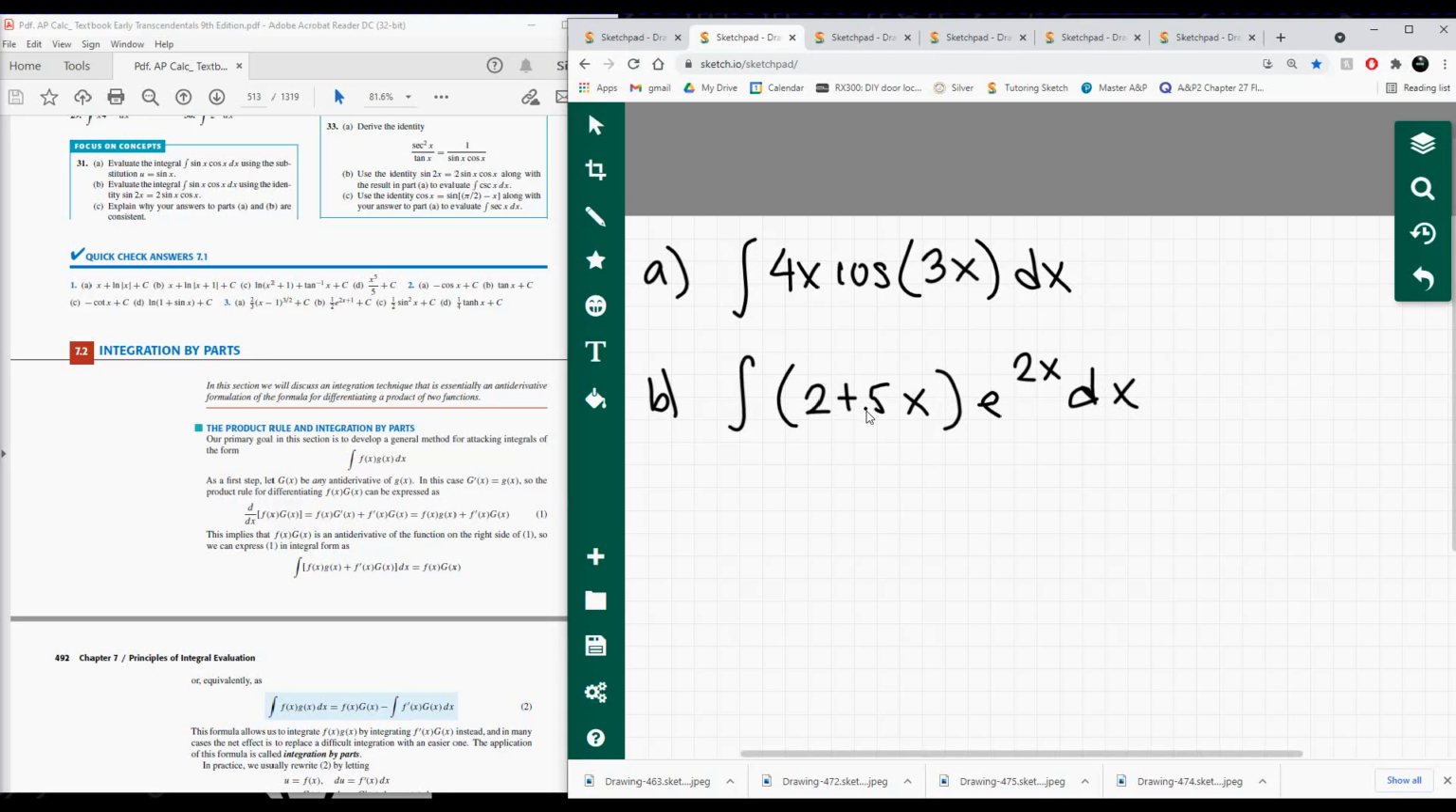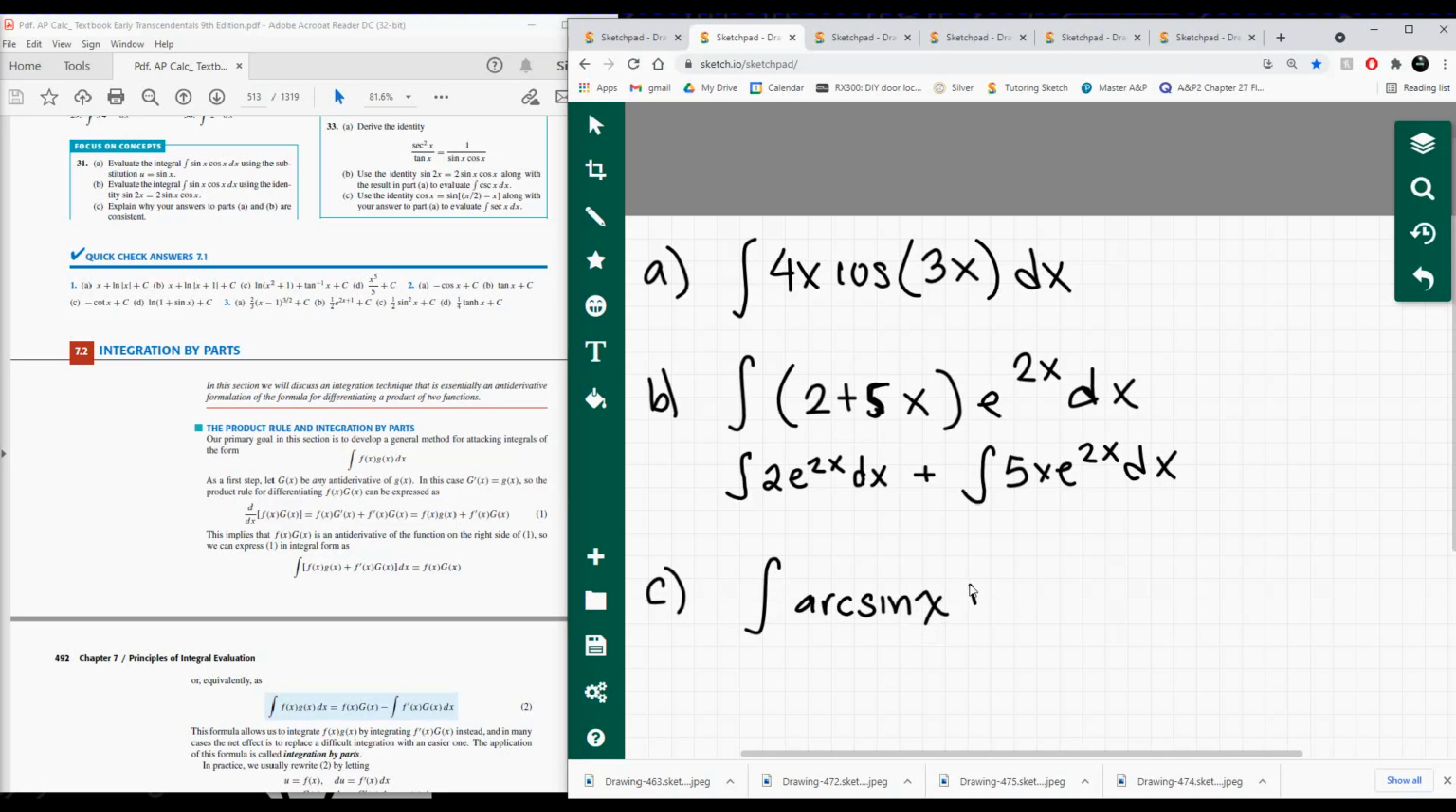Now be careful about this one, because you have this 2 plus 5x, you could actually rewrite this as the integral of 2e to the 2x, which requires no integration by parts, plus the integral of 5x e to the 2x dx, which does require integration by parts. For C, I'd like you to try the integral of arc sine of x dx.